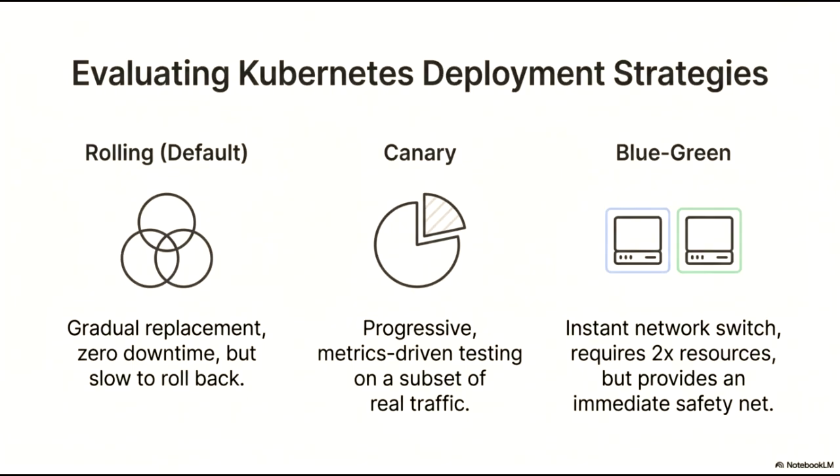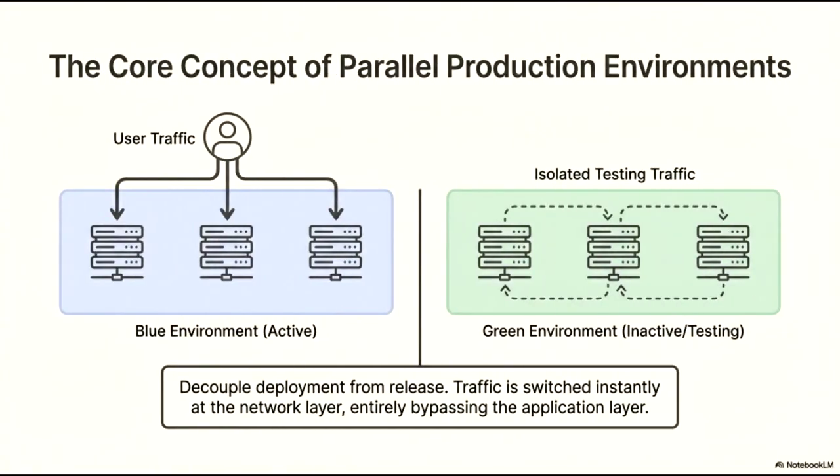Finally, the blue-green strategy utilizes an instant network switch between two identical environments. Although it requires double the resources, it provides an immediate safety net, allowing for an instantaneous return to the previous version if necessary. The core concept of parallel production environments is illustrated here through the blue-green deployment strategy.